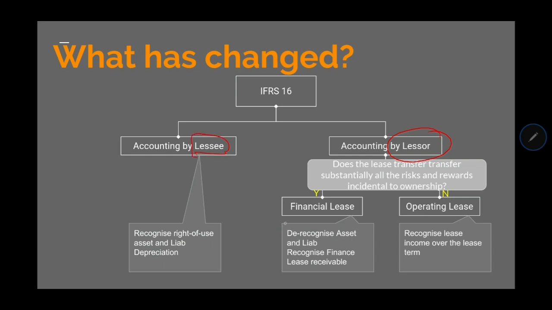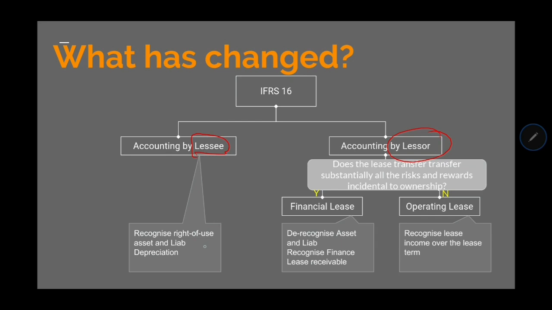And if you think about it, the reason for change is quite simple. By recognizing right of use asset, the lessee is now able to tell the users of financial statements about the future cash flows related to the asset.